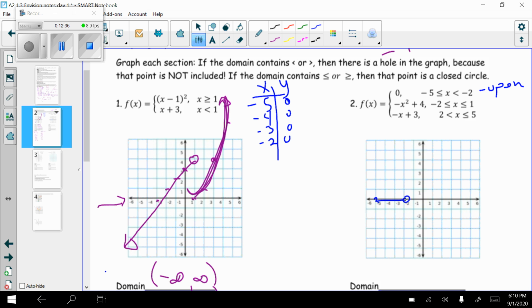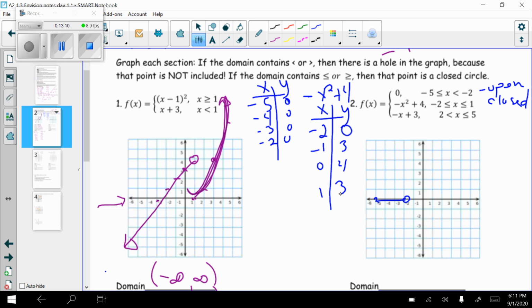So now I want the negative x squared plus 4. I'm going to make an xy table. Here I'm only looking at x's between negative 2 and 1. So negative 2, negative 1, 0, and 1. Everything is closed, so these are all closed. Plug those in. Negative 2 squared is 4, but then this negative out front makes it negative again, so I end up with 0. This gets me 3, this gets me 4, this gets me 3.